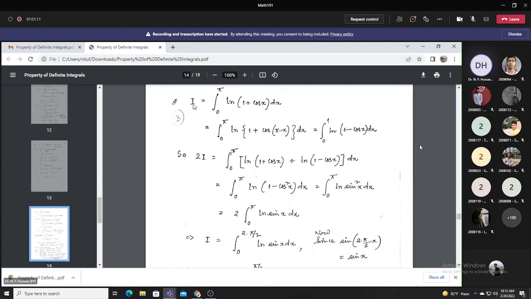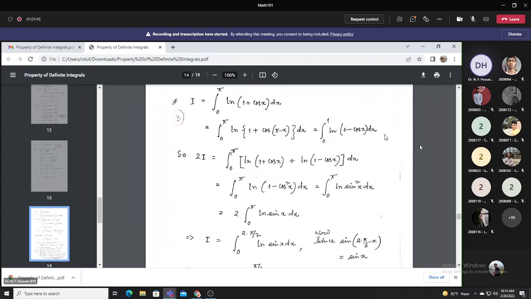Ln of 1 plus cos x, name it I. So again use the property number 4. So write pi minus x in place of x. So it will be ln of, use a second bracket here, 1 plus cos of pi minus x. And cos of pi minus x means minus cos x. So this I equals 0 to pi ln of 1 minus cos x dx. And the limit, it is not 1, I'm sorry, it is pi. In place of 1, it should be pi. Please make it correct. 0 to pi ln of 1 minus cos x dx.